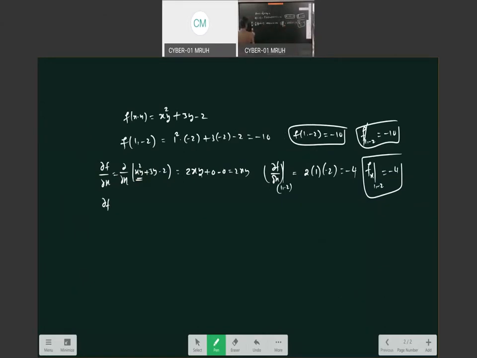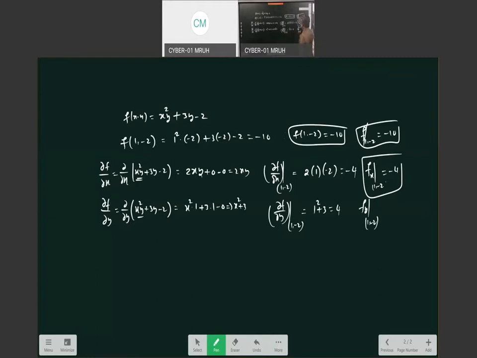Dou f by dou y, which is nothing but dou by dou y of x square y plus 3y minus 2. With respect to y, x square is a constant, y derivative is 1, plus 3 into y derivative is 1. So minus 0, which can be written as x square plus 3. Now let me compute dou f by dou y at 1 comma minus 2, which is 1 square plus 3, which is equal to 4. So in short notation, fy at 1 comma minus 2 is 4. So only 3 values are completed.